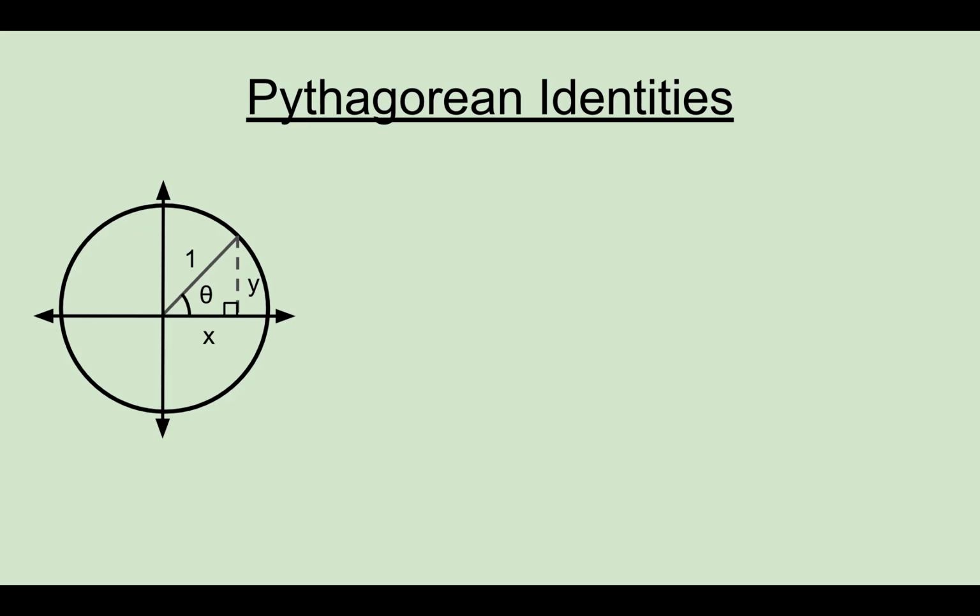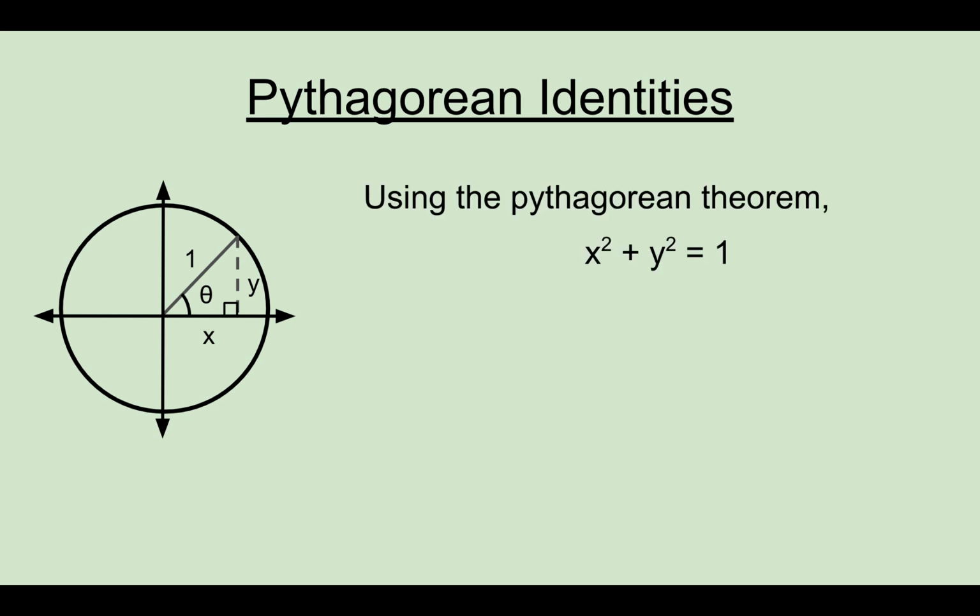All right, let's go on to some Pythagorean identities. So again, here's our nice unit circle. We have a right triangle. And from the Pythagorean theorem, we know that in a right triangle, the sum of squares of the sides equals the square of the hypotenuse. So in our right triangle, it's x squared plus y squared equals 1 squared, which I just made 1. All right, so that's just the Pythagorean theorem, straight out of right triangles.